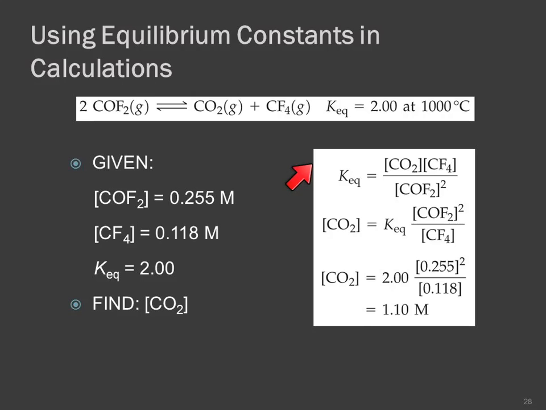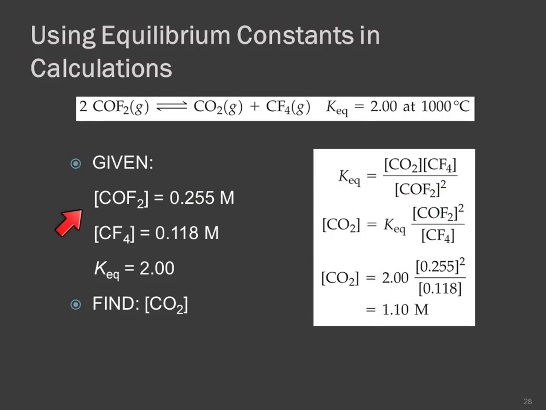So here's the equilibrium expression. It's the concentrations of the products divided by the concentrations of the reactants. And if there's a coefficient in the balanced chemical equation, then the concentration of that reactant is raised to that power. So 2 COF2 means we take the concentration of COF2 and we square it.